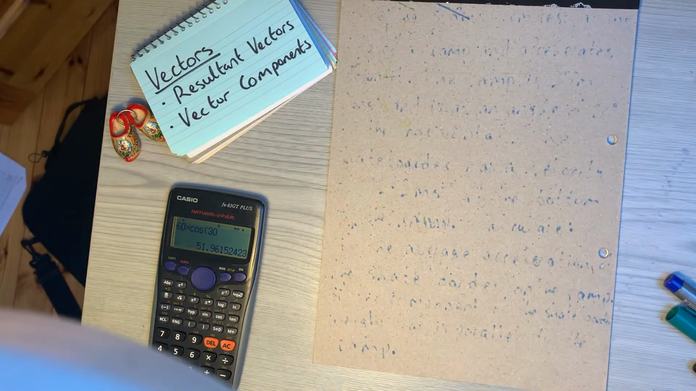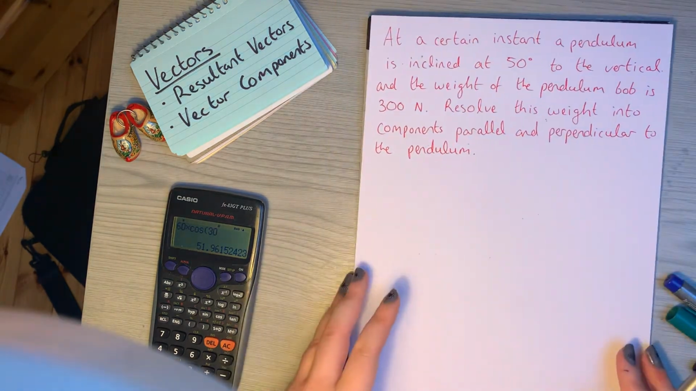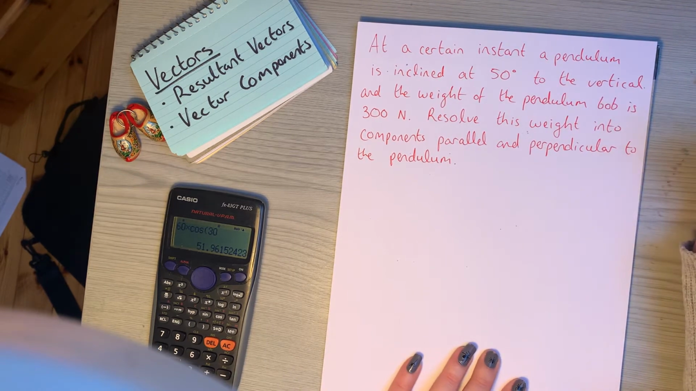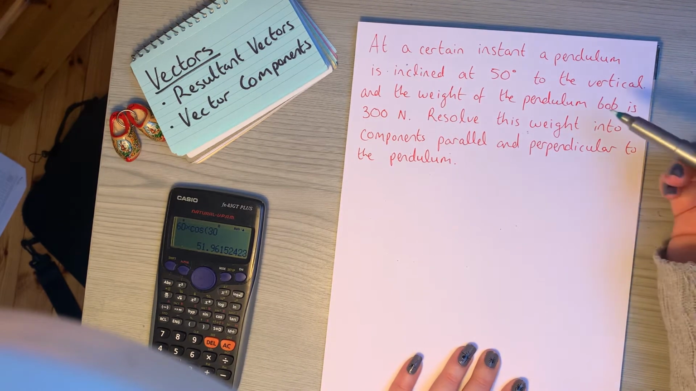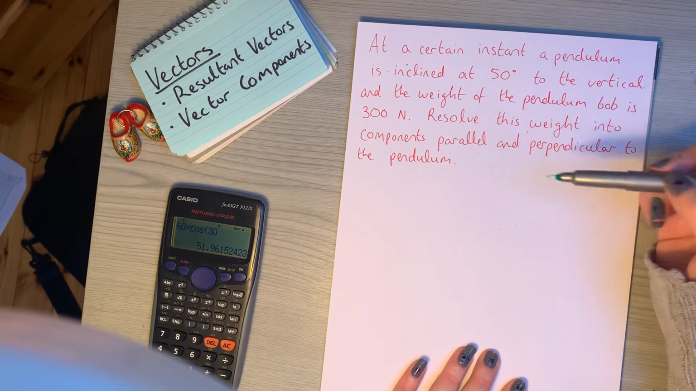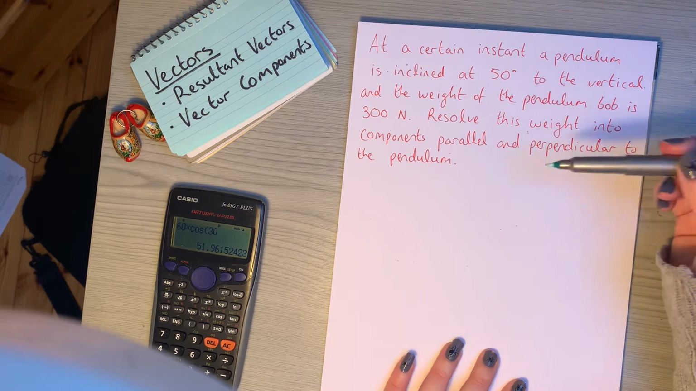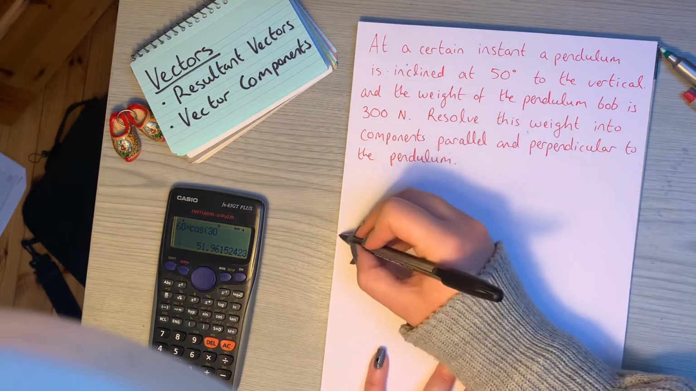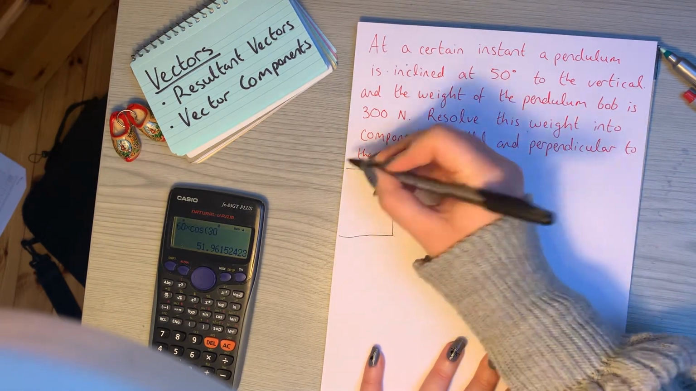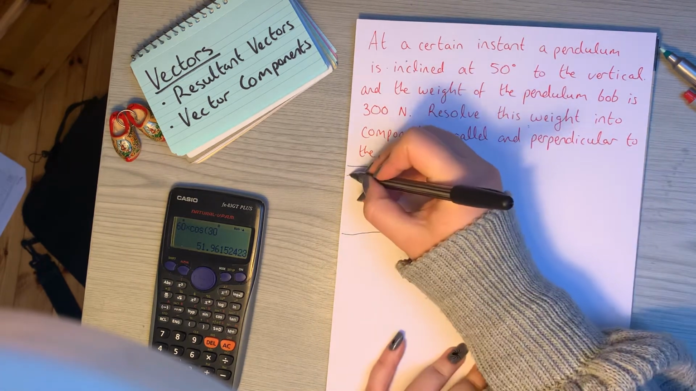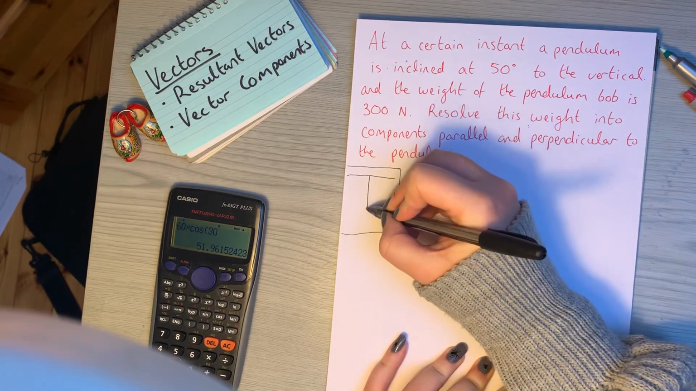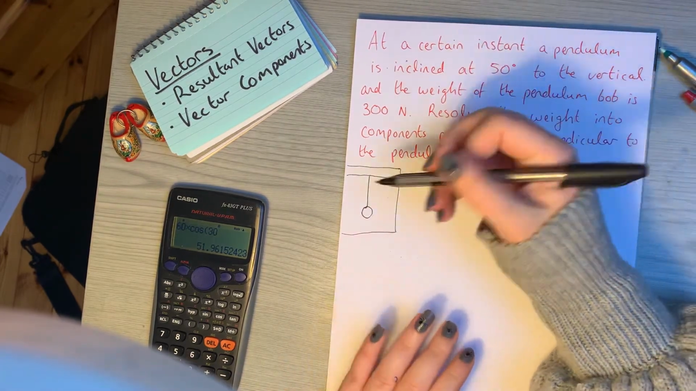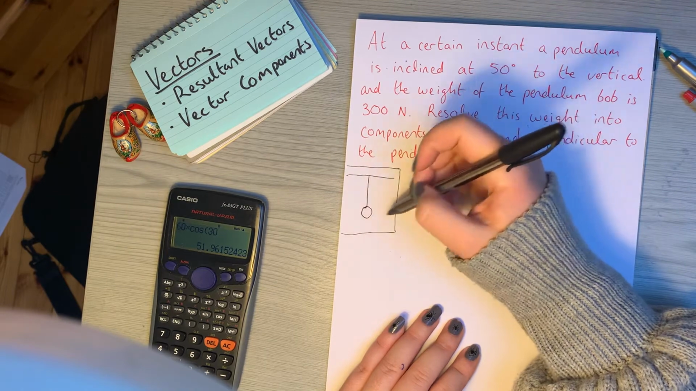All right, let's have a look at one more, this time involving a pendulum. So at a certain instant, a pendulum is inclined at 50 degrees to the vertical, and the weight of the pendulum bob is 300 newtons. Resolve this weight into components parallel and perpendicular to the pendulum. Okay, so let's have a look. First of all, I'm just going to take out this little box here. So a pendulum is something that hangs like this. You sometimes see them in like old grandfather clocks, and they swing left and right.